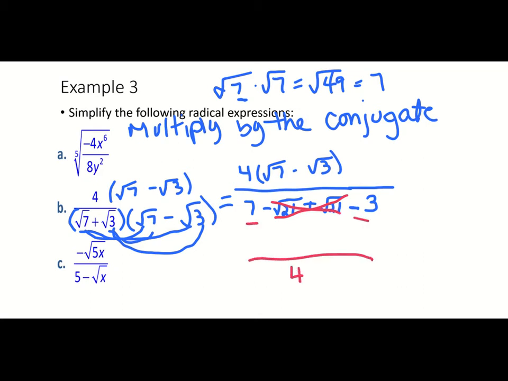And then on the top, I have 4 times the square root of 7 minus the square root of 3. And then we can do some simplifying because 4 and 4 are both factors here. They will cancel out. They equal a 1. So I can simplify that fraction. And then my answer is the square root of 7 minus the square root of 3 for that one.